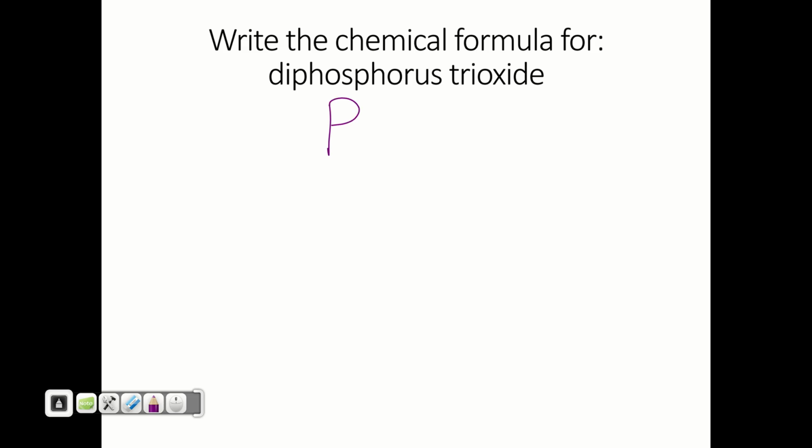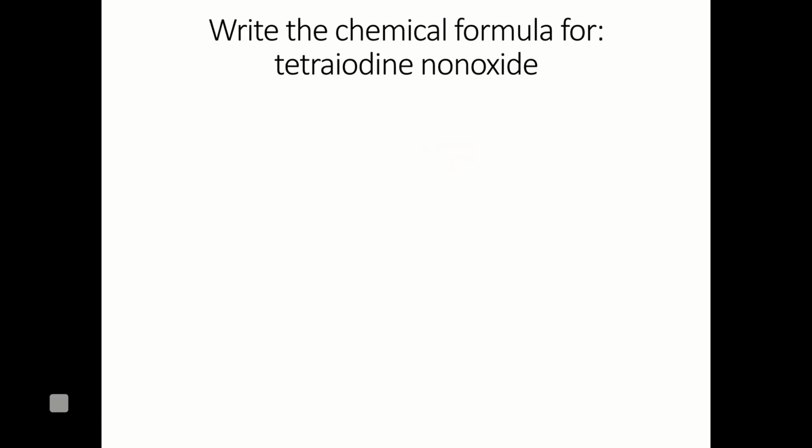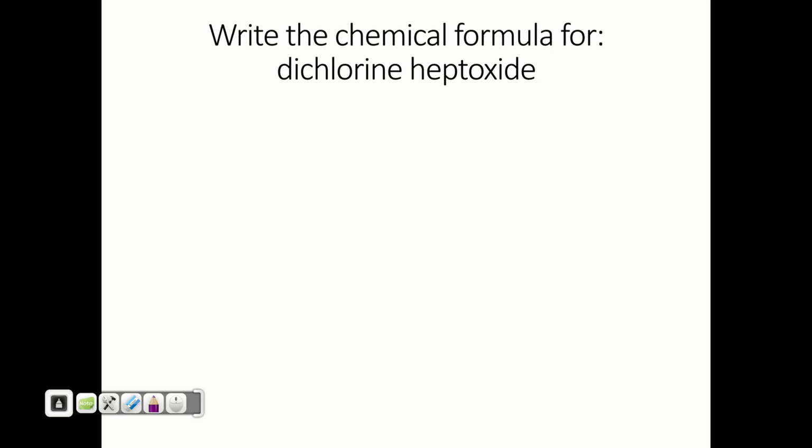Diphosphorus, so P2. Trioxide, O3. All right, tetraiodine, so iodine 4, nonoxide. Okay, so that would be O, and non or nona is 9. One more. Dichlorine heptoxide. So di means 2, hept means 7.